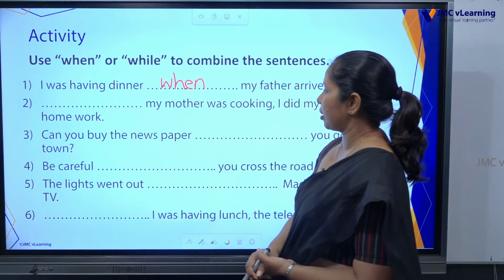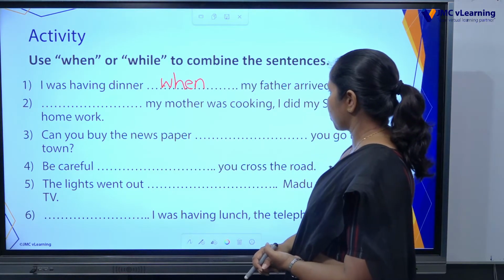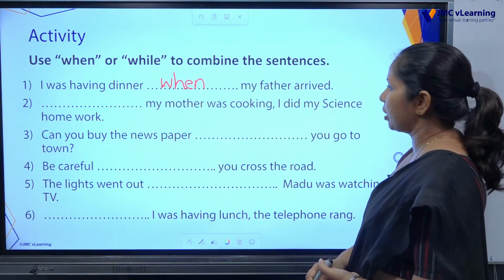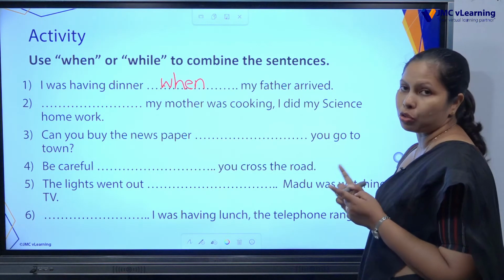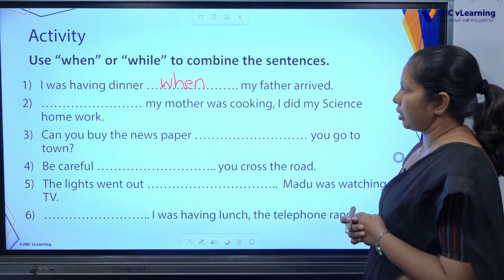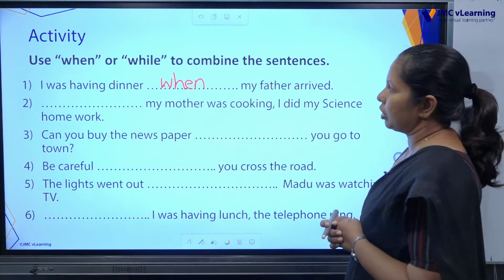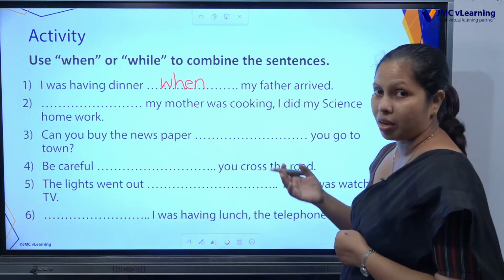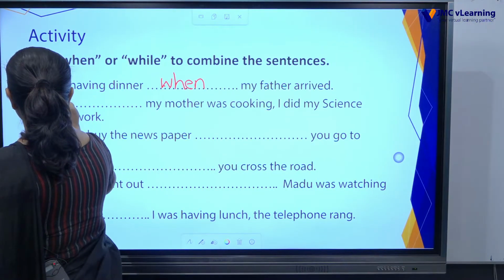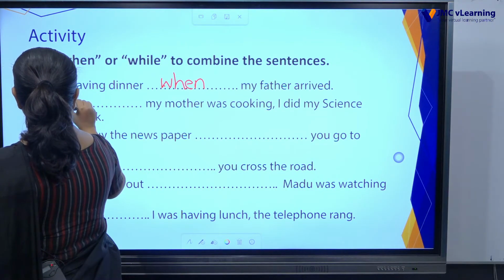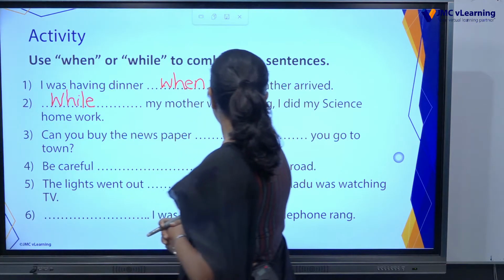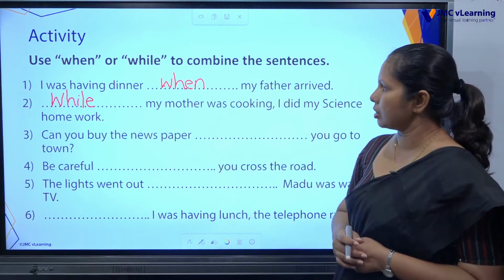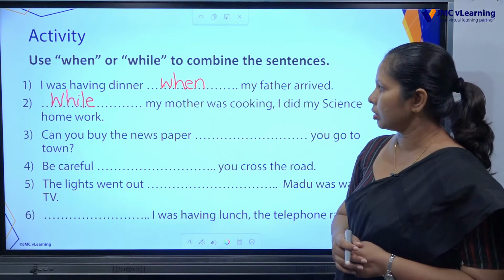The second one, my mother was cooking, I did my science homework. So here it speaks about two actions done at the same time. So then we need to use the conjunction while. So we can say, while my mother was cooking, I did my science homework.